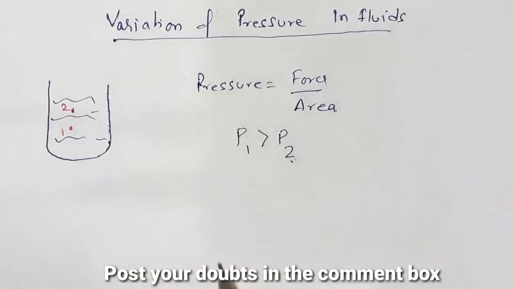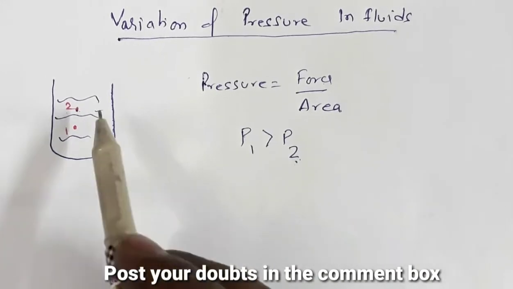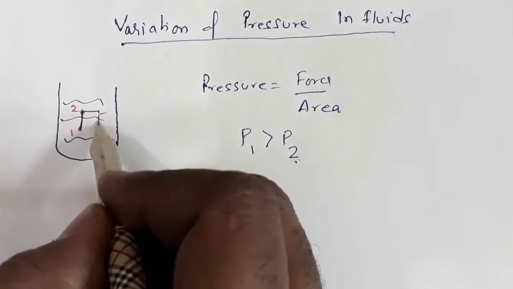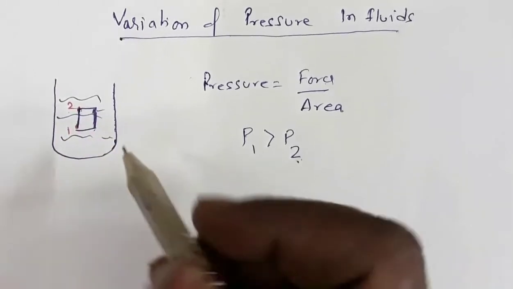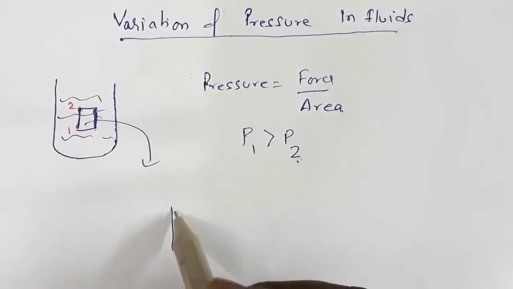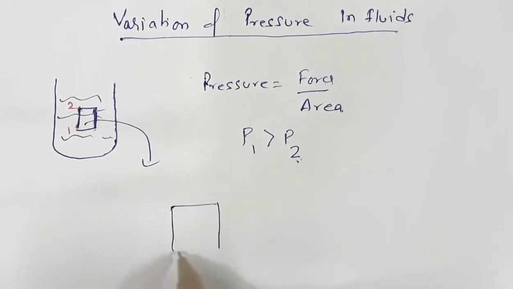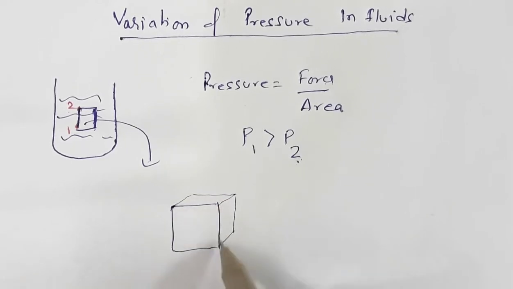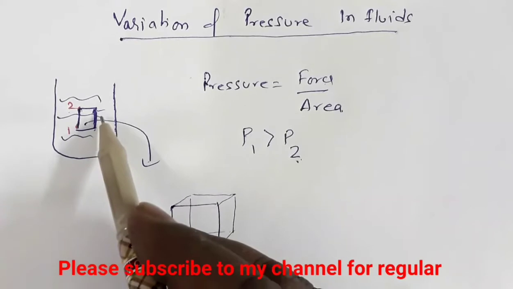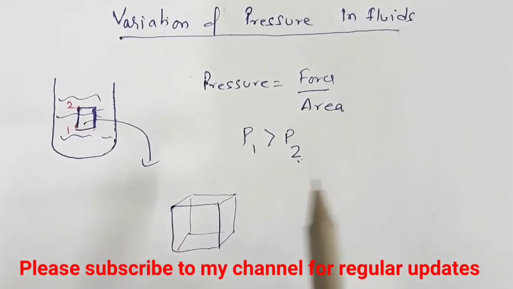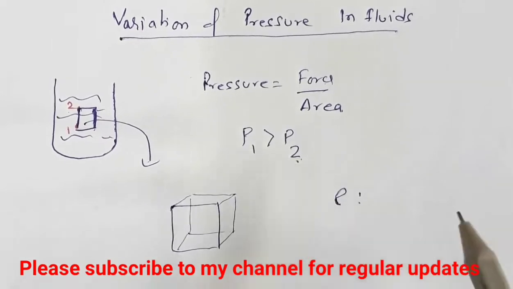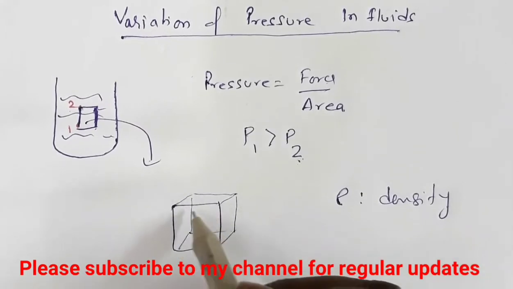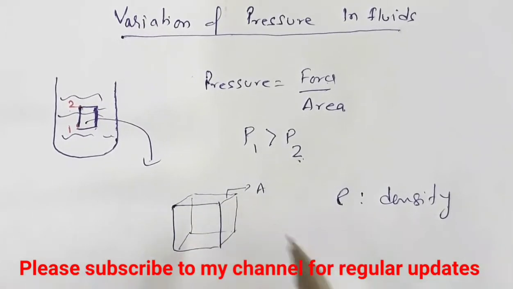Okay. Now suppose in this fluid, between these 2 points we consider a cubical volume. Okay, so let's enlarge this cubical volume. So now basically this is a cube within this liquid. Now let's say rho is the density of the liquid. Now say A is the area of each face.